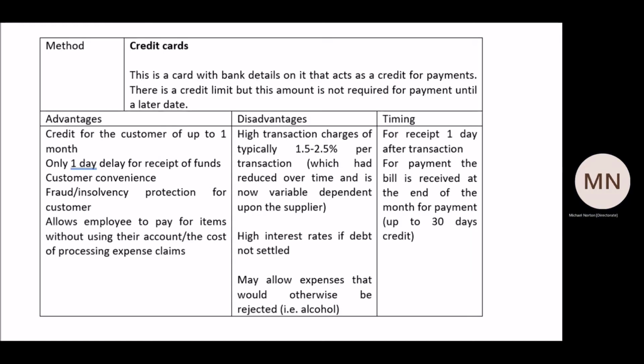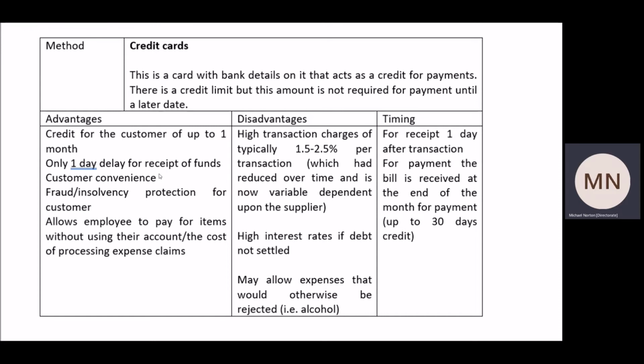Okay, credit cards. Credit cards, not a debit card, because debit cards are immediate. Credit cards actually provide credit, up to a certain amount, and they're paid at a later date. So the customer gets credit for up to a month. Typically they get a bill at the end of the month, and then it's paid in a few days. So let's say you made a payment on the first of the month, you got your bill at the end of the month, you're actually getting a month's worth of credit.